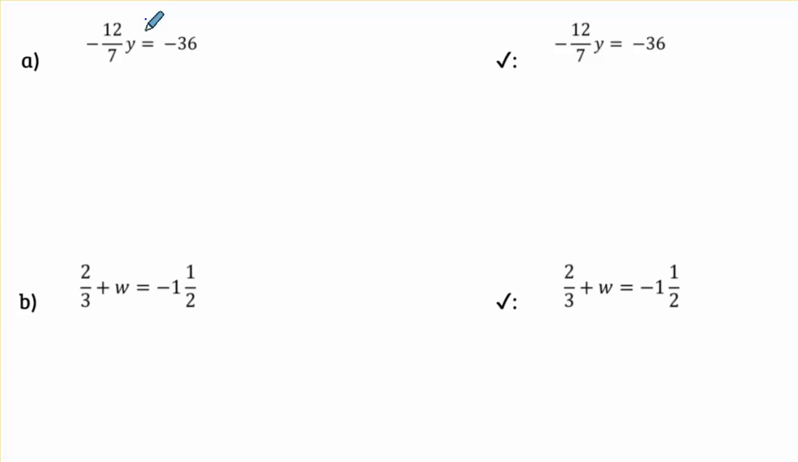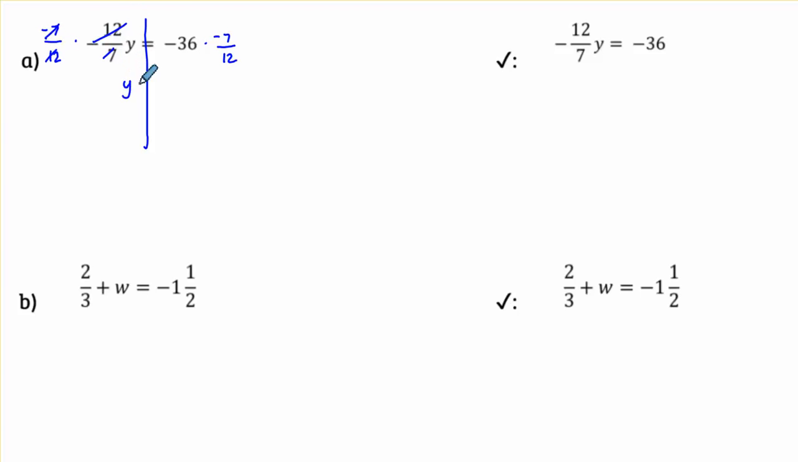Okay, for A, we draw our river, and we need to get rid of this coefficient, which is a fraction. So the shortcut we learned is just to multiply it by its reciprocal. And so instead of negative 12 over 7, it would be negative 7 over 12. And then we do the same thing over here. We multiply by negative 7/12. All right, this is the boom, boom, boom, boom kind of method here.